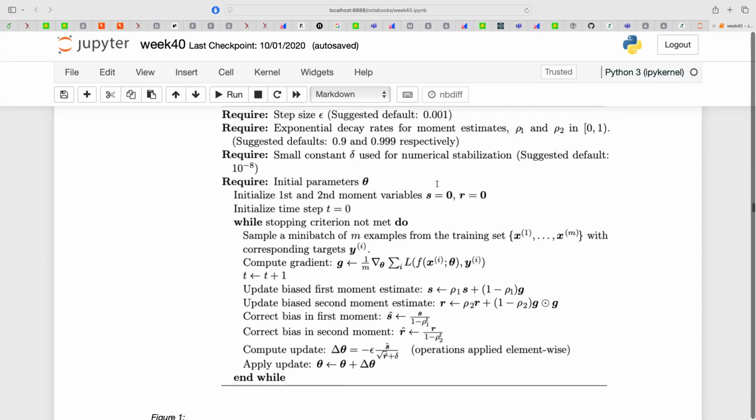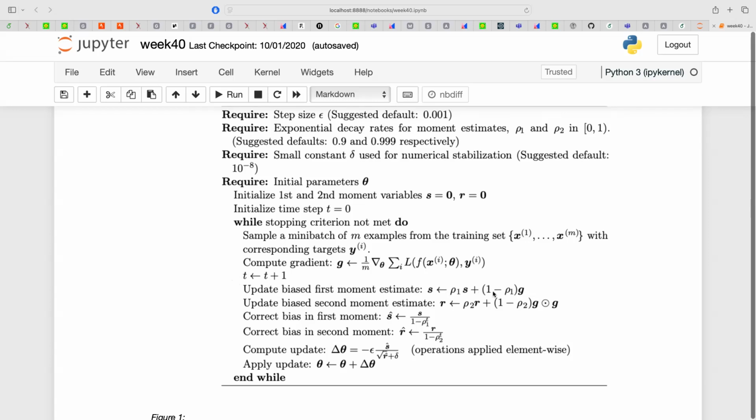And in this particular case, we initialize again the parameters. We have the small delta. We now initialize two moments, S and R. So you can have mini batches or not. You compute the gradient, and then you update the number of iterations which you're dealing with, which is called time step here.